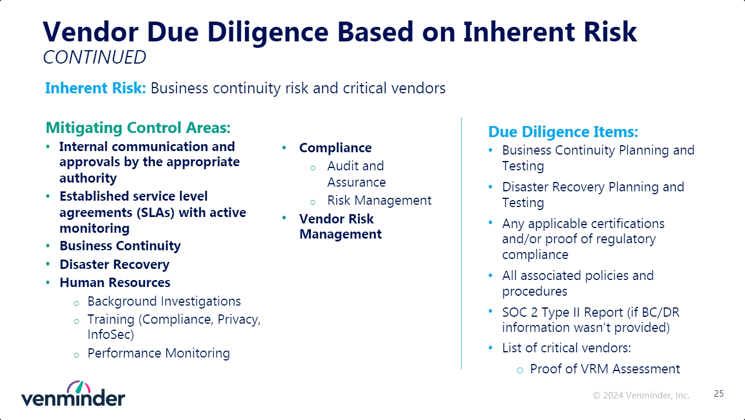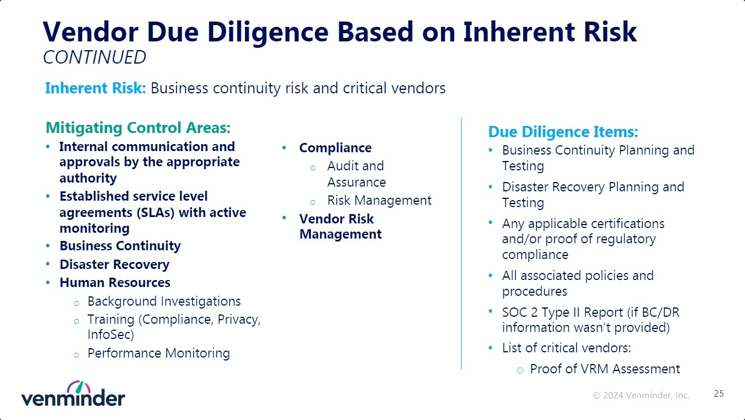Some of those mitigating control areas would be internal communication and approvals by the appropriate authority. You really don't want these types of vendors to be performing their processes without any approvals or communicating in a really disorganized or inconsistent way. These vendors should also have controls around service level agreements and active monitoring to make sure they can identify any issues around service quality or delivery. Other mitigating control areas would include business continuity and disaster recovery, so the vendor is prepared to recover from incidents and resume operations within a reasonable time frame.